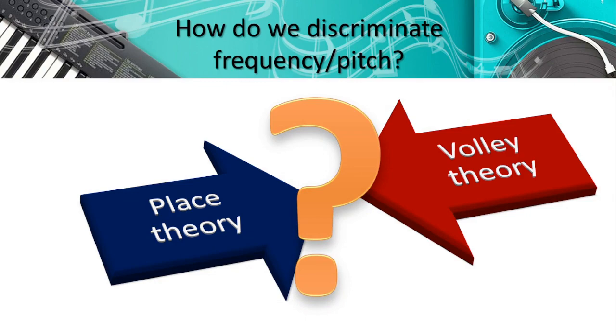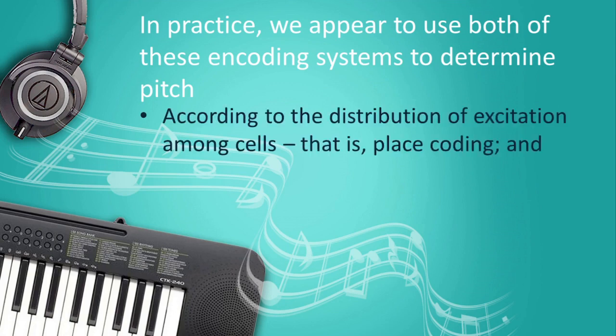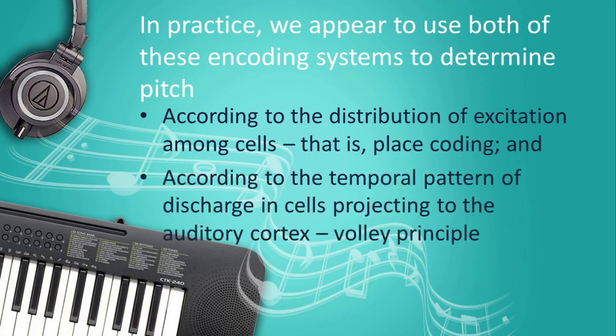Then comes the question, how do we discriminate pitch, according to place theory or volley theory? In practice, we see that both the encoding systems help in discriminating pitch. We discriminate pitch based on the physical location of excited hair cells and also based on the timing or the pattern of firing of action potentials by the hair cells.